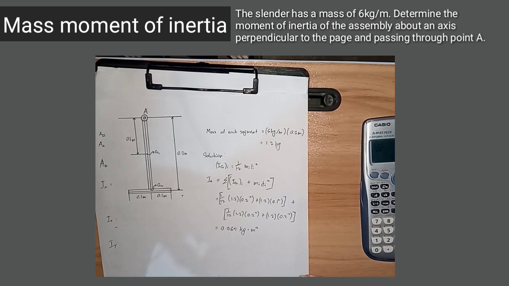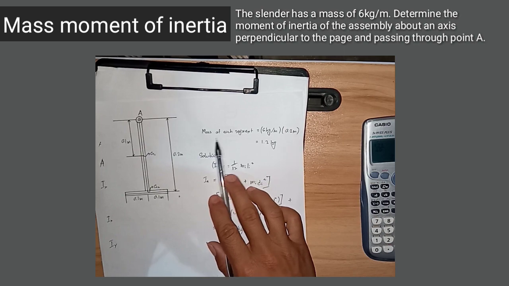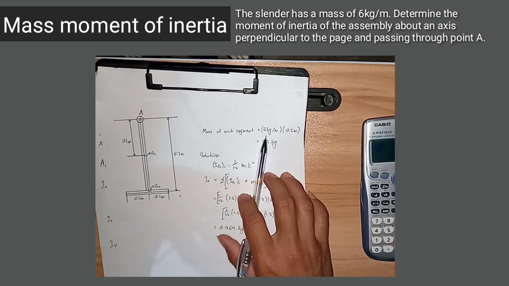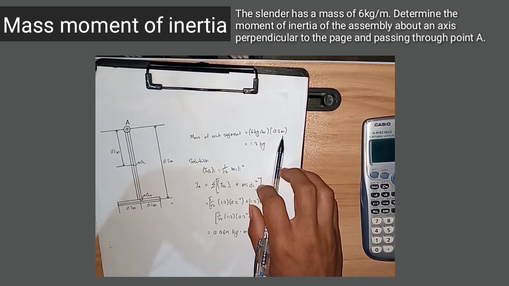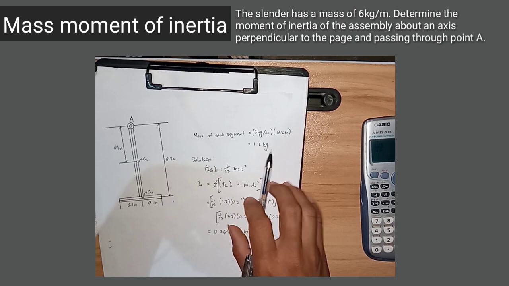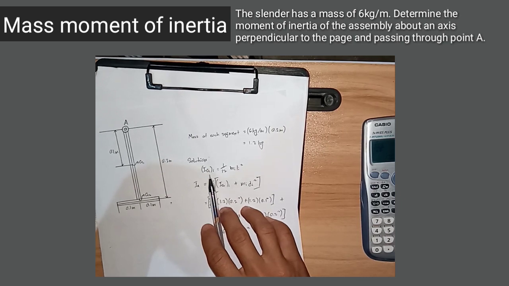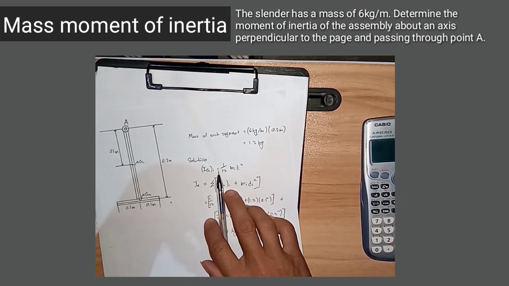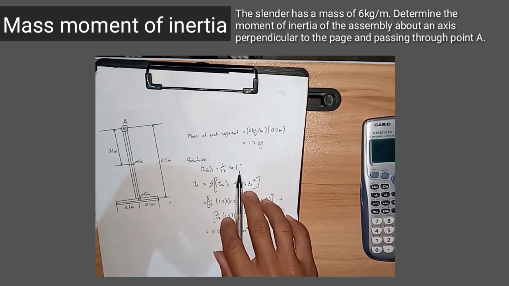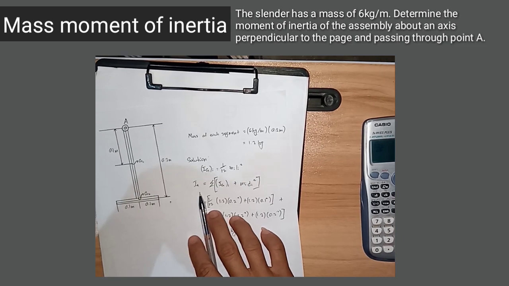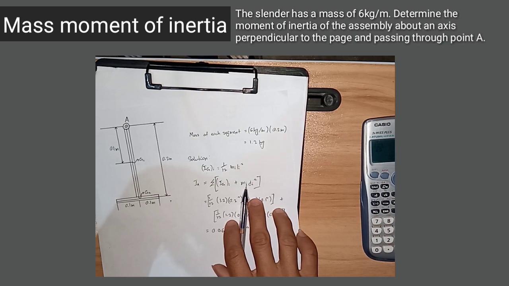This problem involves mass moment of inertia. Given the mass of each segment equals 6 kilograms per meter times 0.2 meter, which equals 1.2 kilograms. To solve for the mass moment of inertia, we have Ig equals 1 over 12 times mass times length squared. We have this formula to solve for the mass moment of inertia.